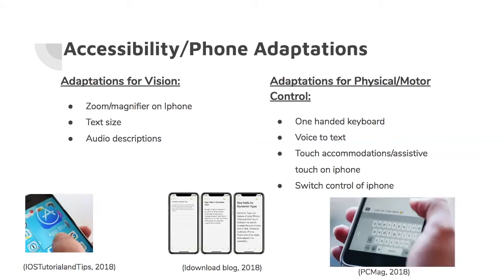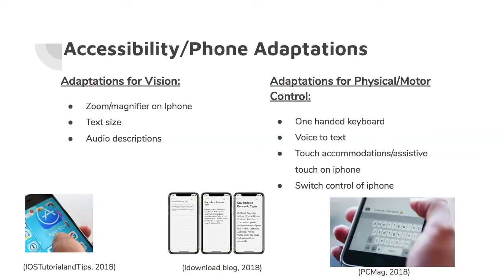So there are adaptations for vision. So there's a zoom magnifier on the iPhone, and this can be used to make images and words larger and to make them easier to see. And so you can just go into settings and turn this on their phone so they would be able to zoom in on anything they wanted to.